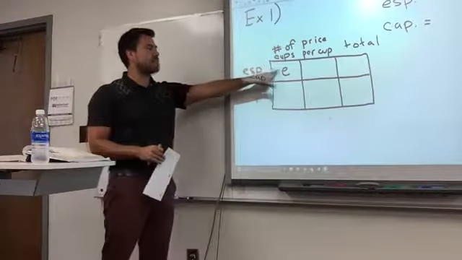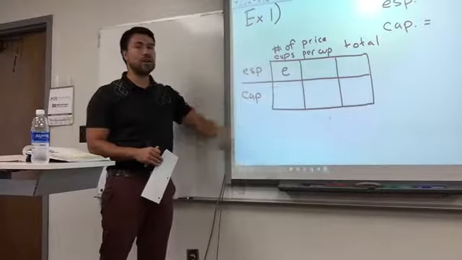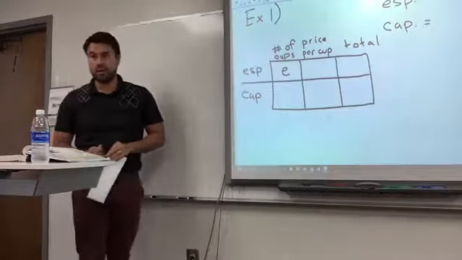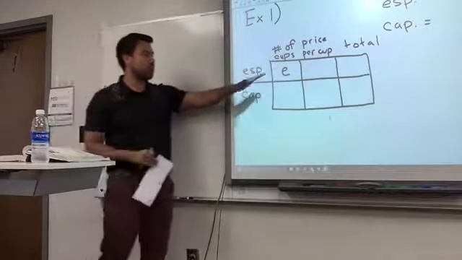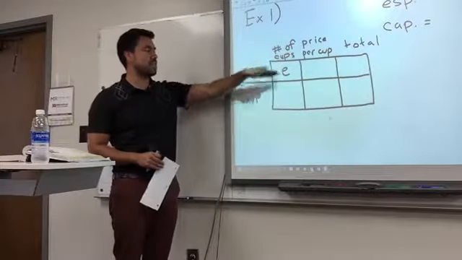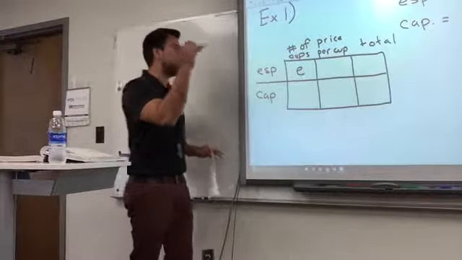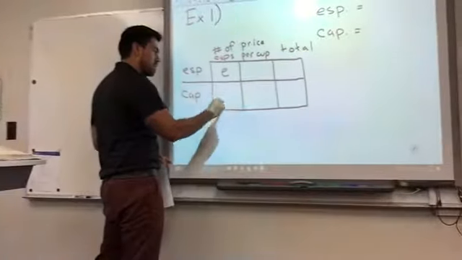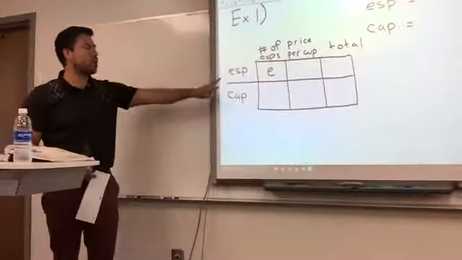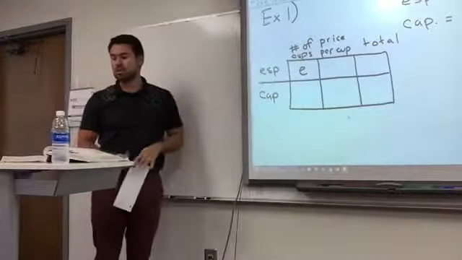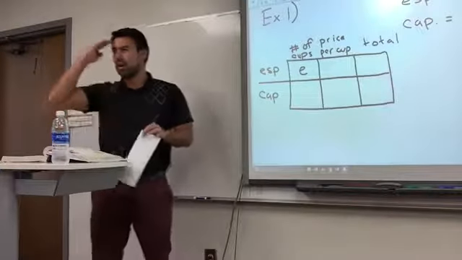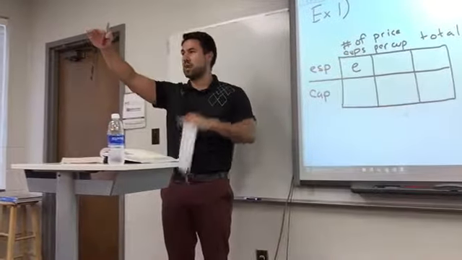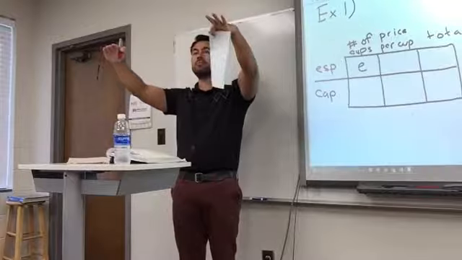Now, which one should I pick to be the variable? It doesn't matter as long as you can describe one with the other. So I just picked espresso cups. We could have done cappuccino cups or C. But is there a way that espresso and cappuccino relate in that problem? Does anyone know how the number of espresso cups relates to the number of cappuccino cups?